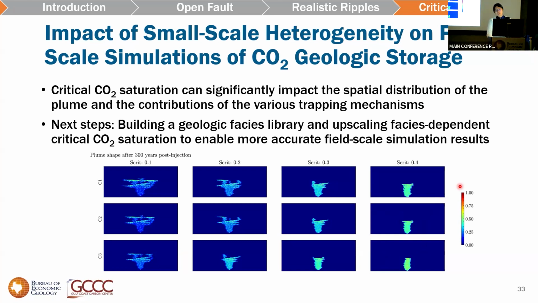We plan to conduct more sand tank experiments so that we can have more experimentally validated data to build a geologic phases library, so that for every phase that we identify at the field scale, either using well logs or core extraction, we can assign the correct trapping amount to that phase. Then we're able to more accurately upscale these phase-dependent critical CO2 saturation values to enable more accurate field scale simulation results.